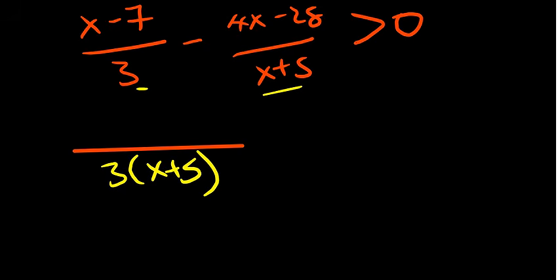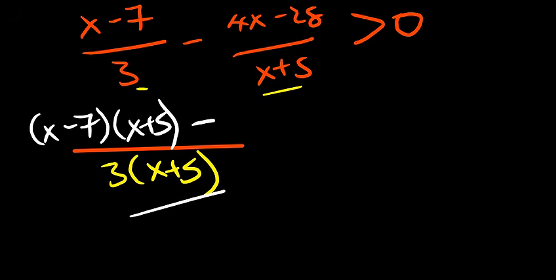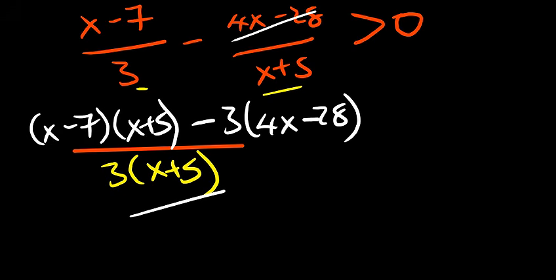So if you divide the 3 into our denominator that we have there, we are going to remain with x plus 5. So we have x minus 7 being multiplied with x plus 5. Then for the other part, we have 3 being multiplied with the numerator there, which is 4x minus 28. So expect that this should be greater than 0.